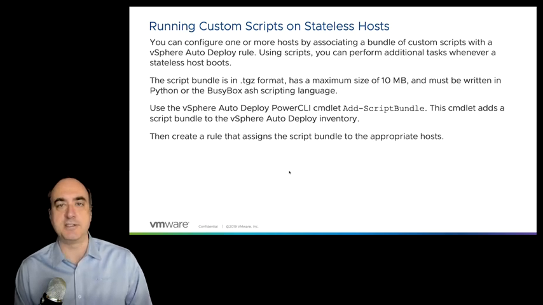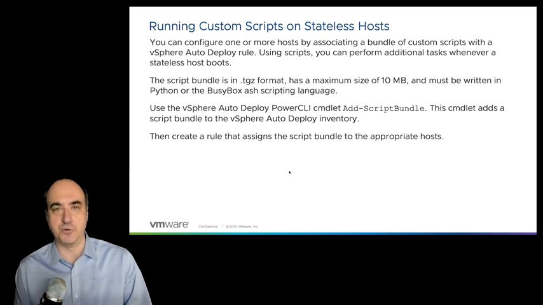For instance, this is what we call running custom scripts on stateless hosts. What is this? Well, if you think about it, you have all these different rules, right? You have one rule that sets the image that's going to be sent down to the host. Then there's another rule that you can define the host profile that's going to be sent to the host. And then another rule that says where the ESX server is going to sit in your inventory, which cluster, for instance. But what if there's something else that needs to be configured on that host that somehow none of those options can actually work for?